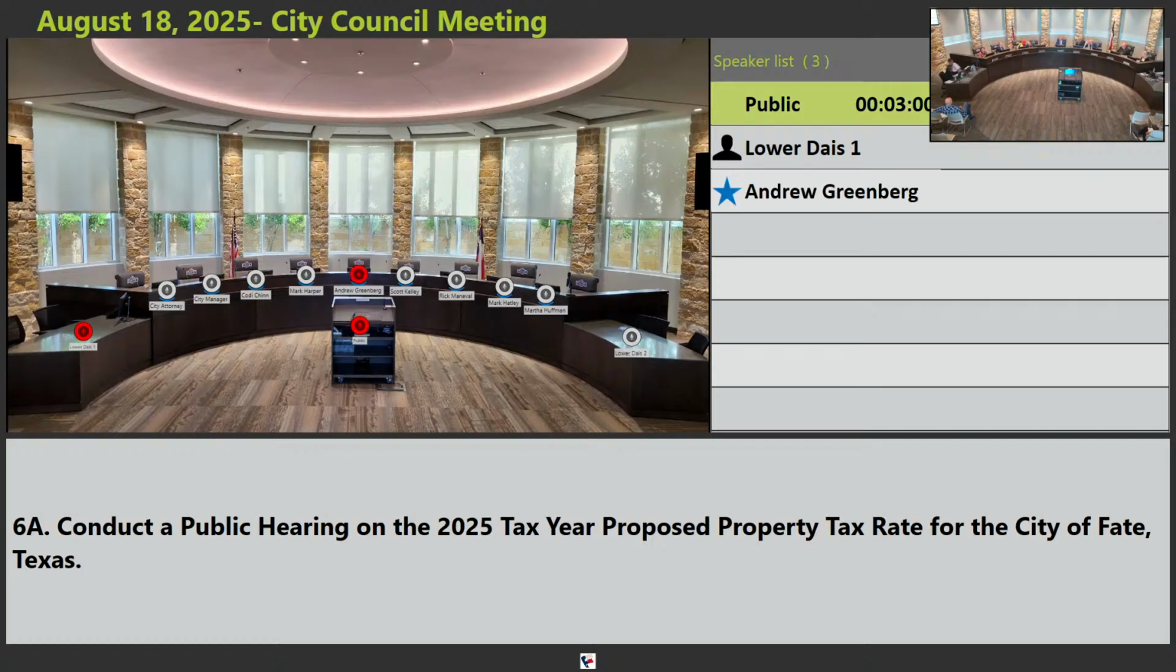Those are the only two that have signed up to speak. The two that are in opposition of increased taxes are Mike Laborde and Monica Laborde, 209 Vernon Drive. They did not wish to speak, just wanted that on the record.